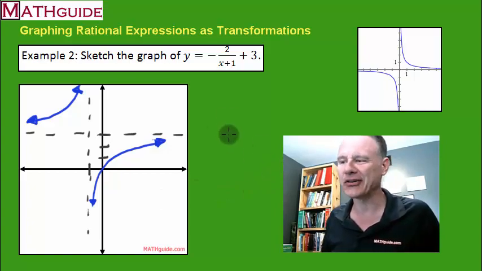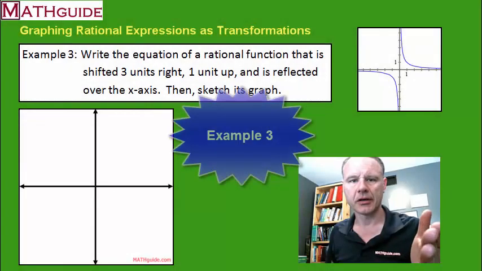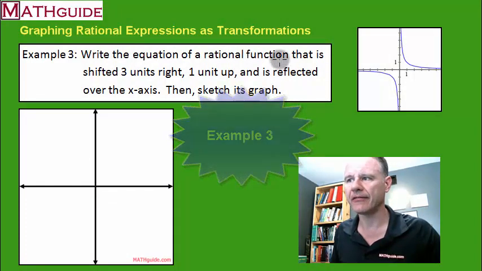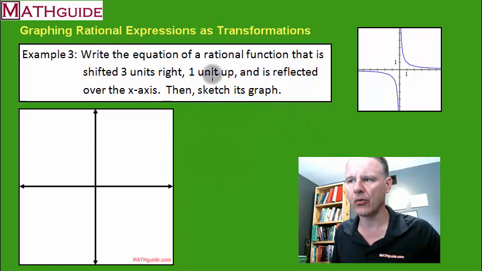Okay, let's go on to our third example. All right, so here we have our third example. We have a function that is shifted 3 units right, 1 unit up, and it'll be reflected over the x-axis. And we've got to come up with an equation that models this behavior, and then we're going to graph it. Okay, so normally the curve looks like this, which is y equals 1 over x. However, now the equation is going to change.